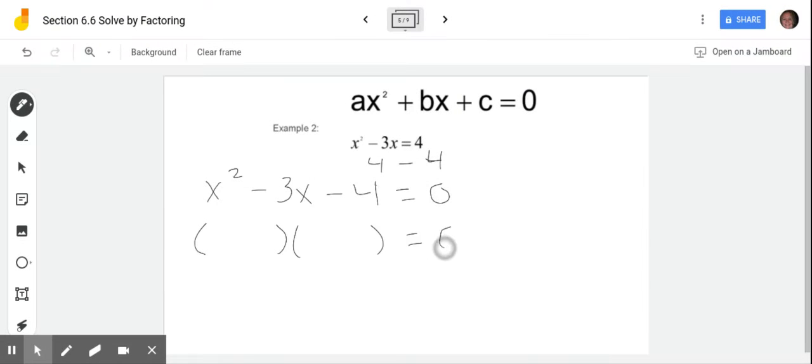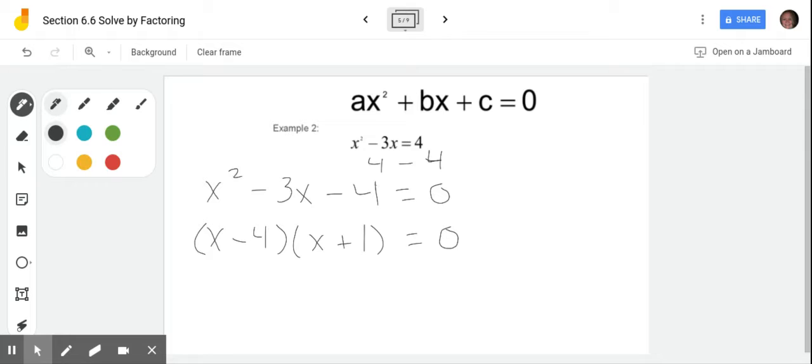Okay, there's no GCF here. I have a coefficient of 1. Because I have a coefficient of 1 there, that means that I can just ask what 2 numbers multiply to negative 4 and add to negative 3. Well, it's going to be negative 4 and 1. So I get x minus 4, x plus 1, because negative 4 times positive 1 is negative 4. Negative 4 and 1 multiply to negative 4. Negative 4 and 1 add to negative 3.